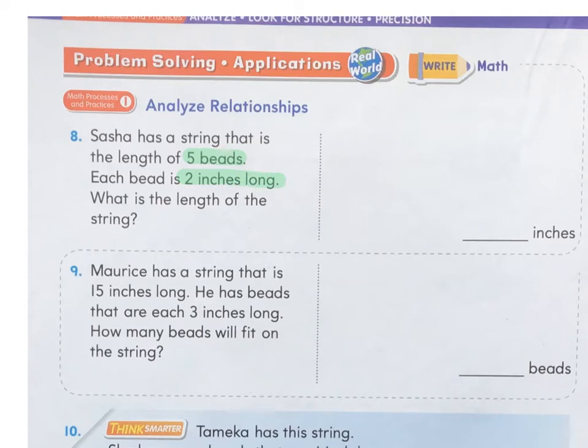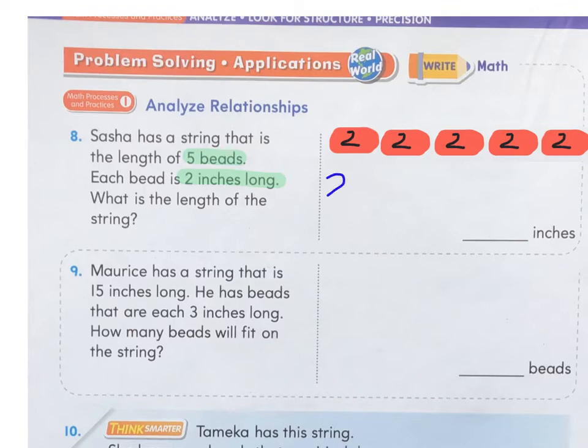So when solving a problem like this, I always like to draw a picture. So here's 1 bead, and my bead is 2 inches long. And then I'll draw another bead that's 2 inches long. 3 beads, 4 beads, 5 beads. I could have also thought to myself, well, 5 beads 2 inches long is 2 plus 2 plus 2 plus 2 plus 2.